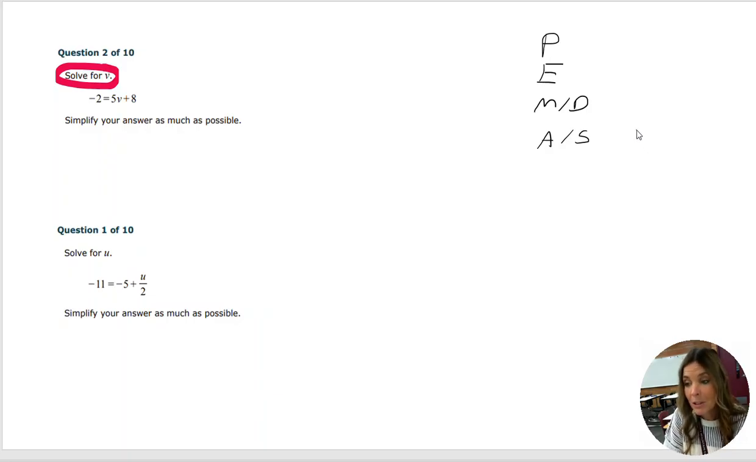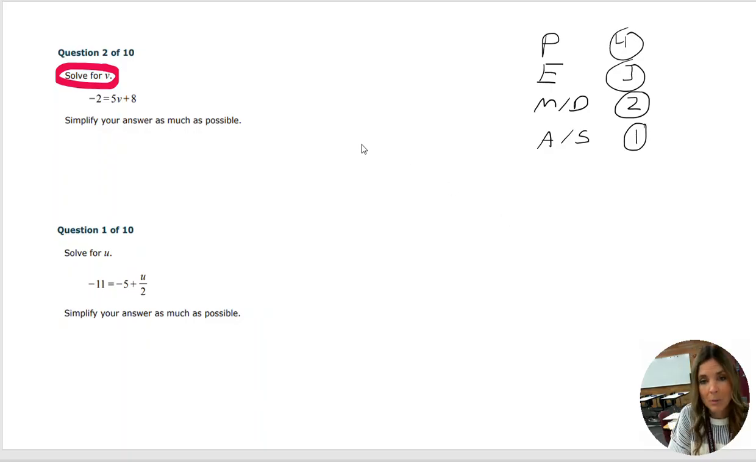So when you're solving an equation, the first thing you always get rid of is the addition or subtraction. Then you get rid of the multiplication or division. Then you take care of any exponents, and then you work with anything that is in a group.